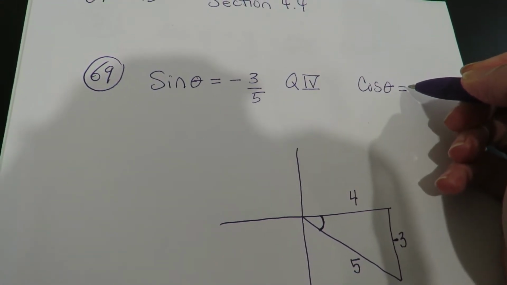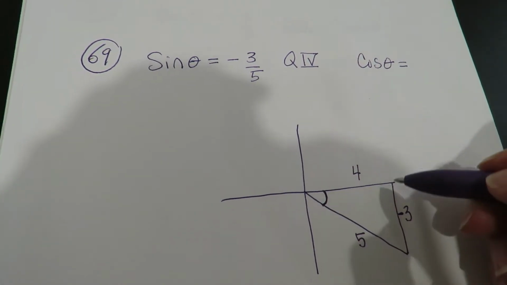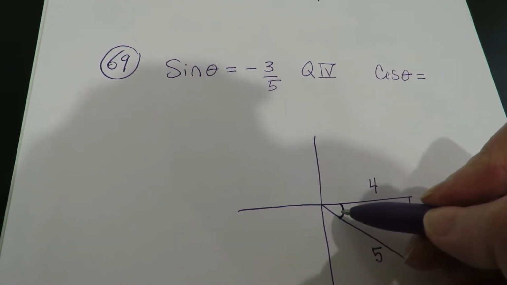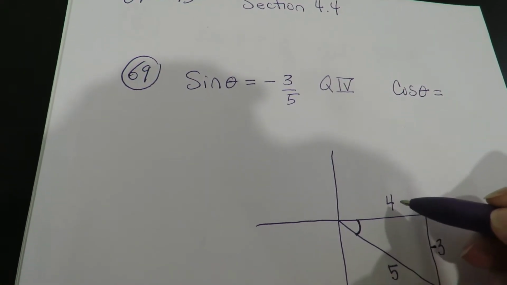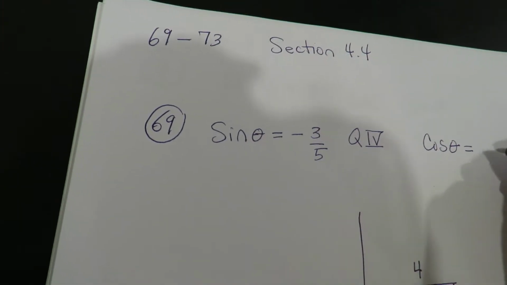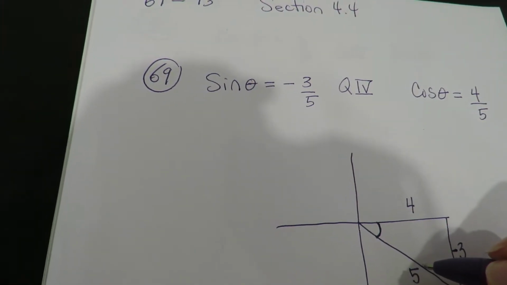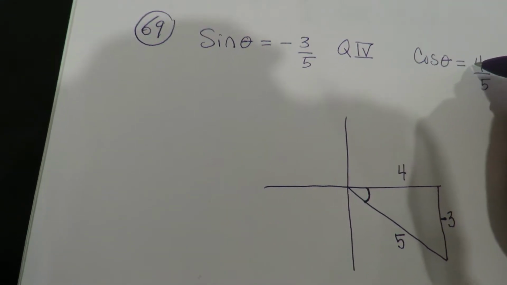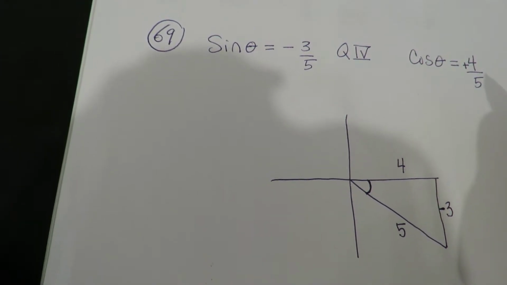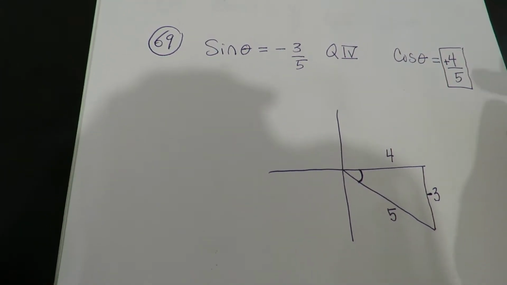After you create the triangle, you have to find the cosine of this triangle. So the cosine of this triangle would be 4/5. Always check the plus or minus. In quadrant 4, you're to the right. So in quadrant 4, the cosine is positive. So the answer here is positive 4/5.